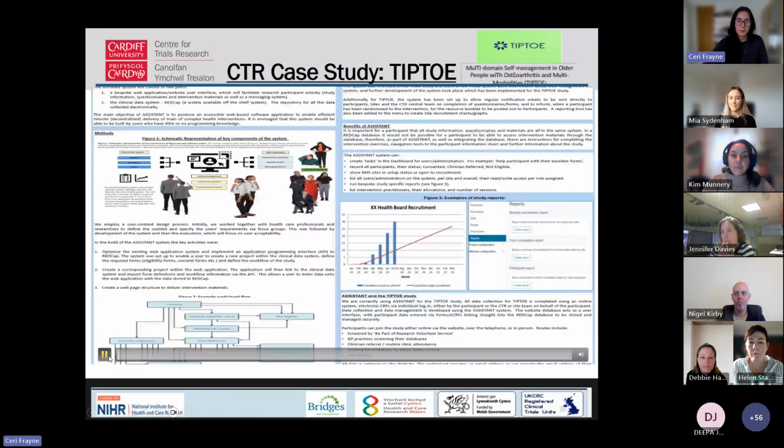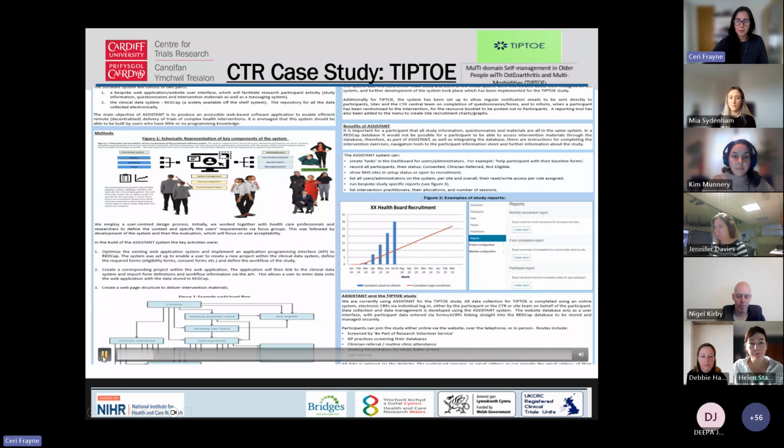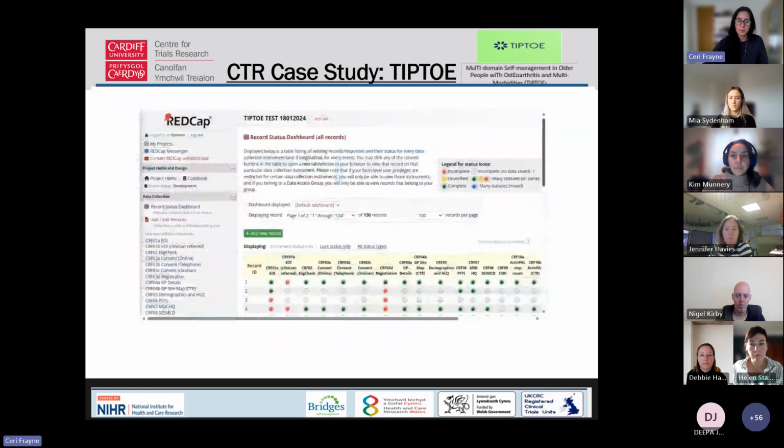Tiptoe uses 2 secure databases, REDCap as the data repository storing all the collected data, and Assistant, a database designed by an independent company, Baseline Software Limited, which is the user interface. Assistant does not store any information, it is only a view. It pulls the information through from REDCap in the background using an API, an Application Programming Interface, which is the connection between the two databases. REDCap securely holds all the data.